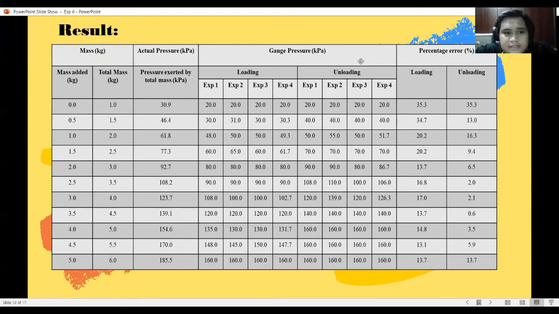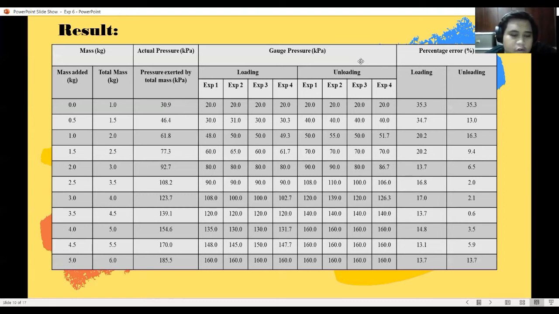The total mass is 3.5 kilo. The pressure exerted by total mass is 108.2 kilopascal. The percentage error for loading is 16.8%, and the unloading one is 22.0%. The next one, the total mass 4.0 kilo. The pressure exerted by total mass is 123.7 kilopascal. The percentage error for loading is 17.0%, and the unloading one is 2.1%.